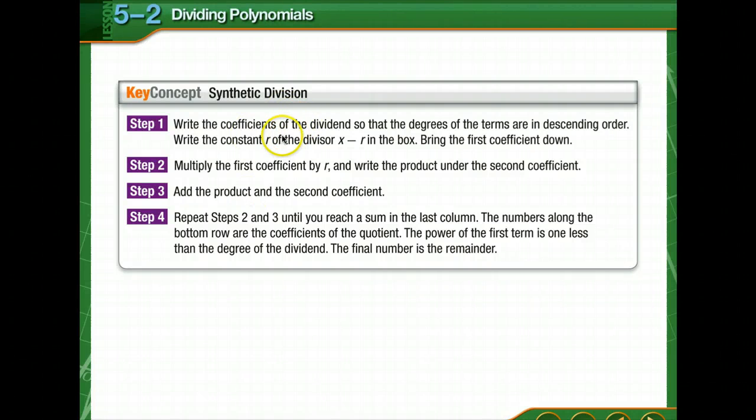So for synthetic division, we're going to write the coefficients of the dividend in descending order. We're going to use placeholders for missing terms. We're going to carry down the first term, multiply by r in the x minus r, and then add the product. And then continue.